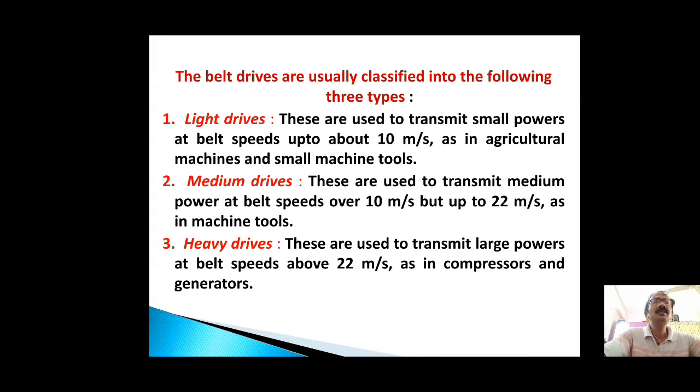Medium drives are used to transmit medium power at belt speed over 10 meters per second, but up to 22 meters per second, as in machine tools. And number 3, the heavy drives, are used to transmit large powers at belt speed above 22 meters per second, as in compressors and generators.